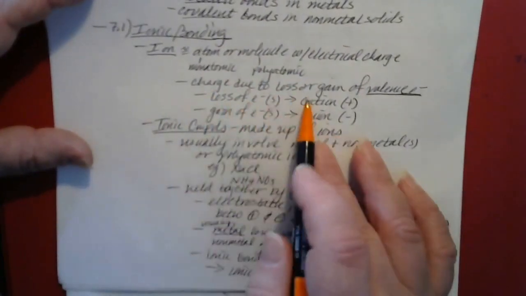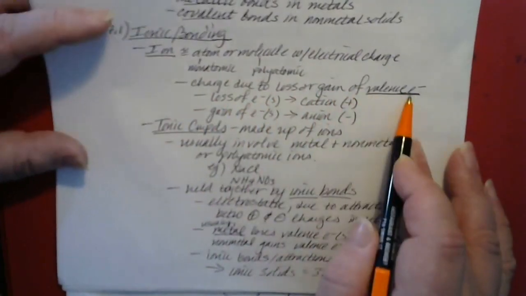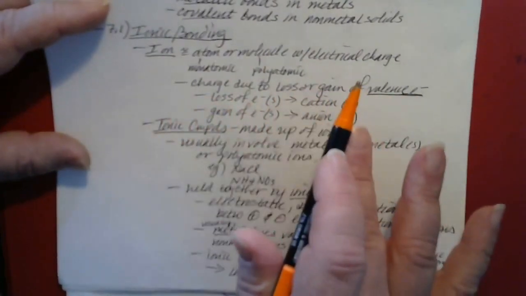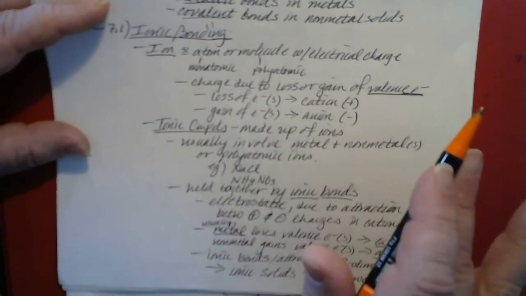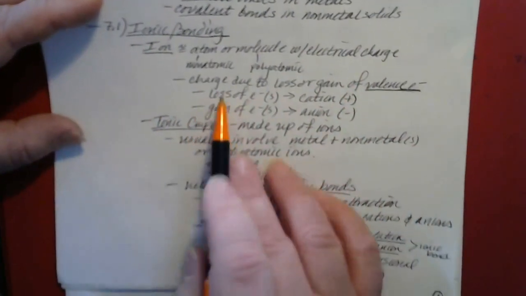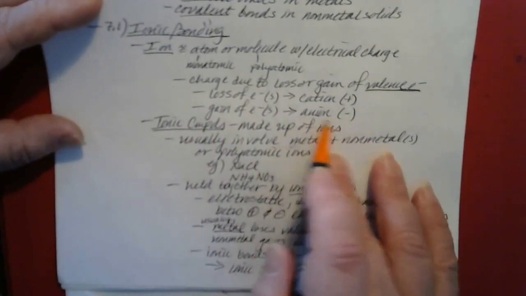And that charge is due to a loss or gain of valence electrons. Normally you'll form an ion only by gaining or losing valence electrons and nothing else. No core electrons will come or go, just valence electrons. Loss of one or more electrons gives you a positive ion or a cation. Gain of one or more electrons will give you a negative ion or anion.